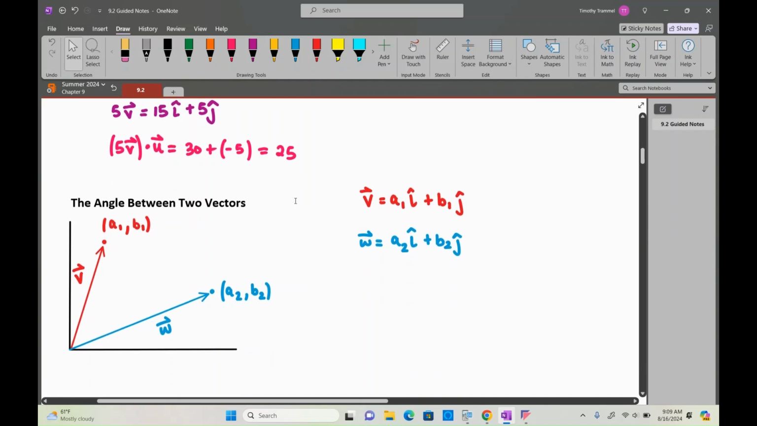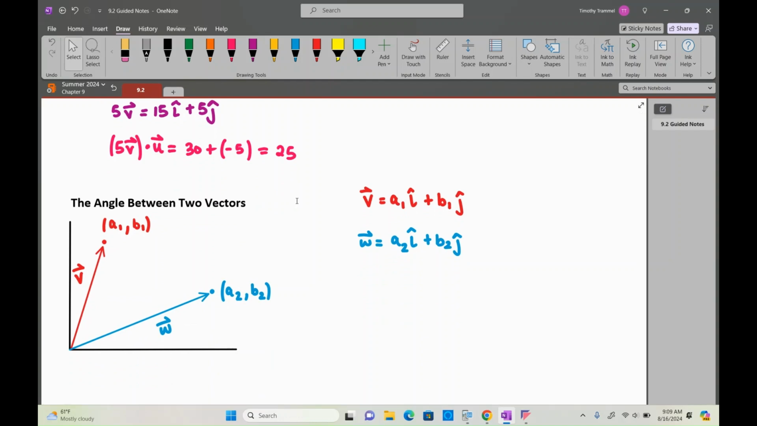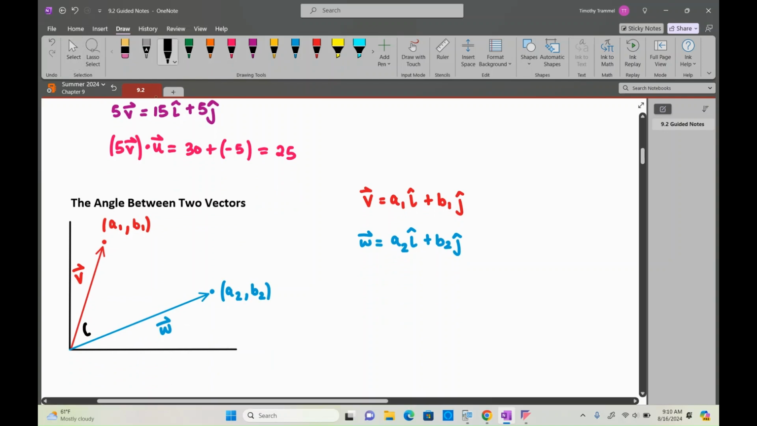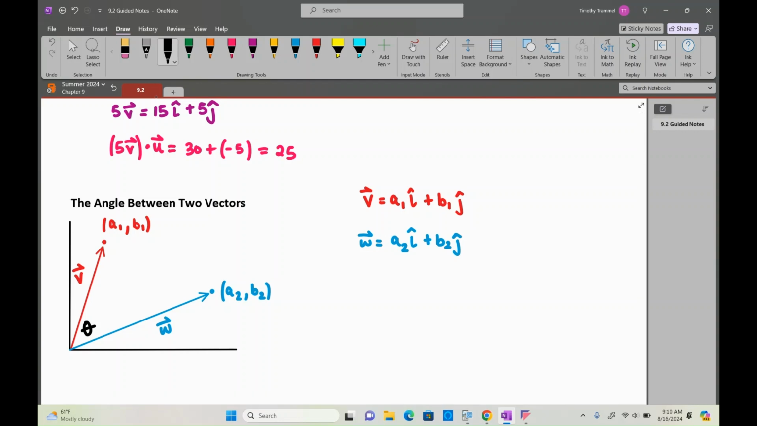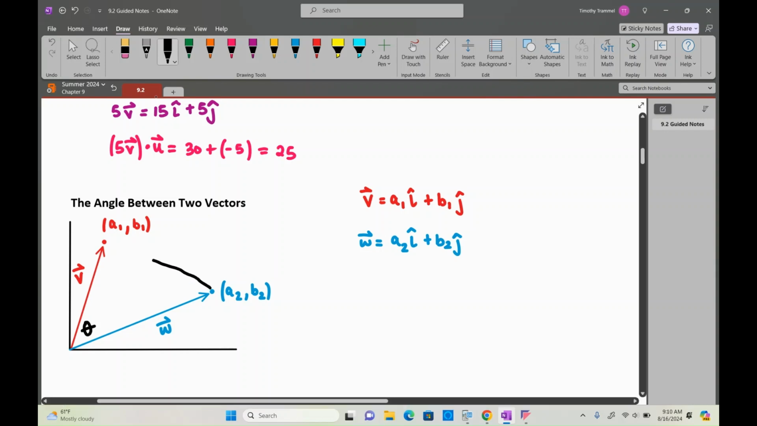Let's go ahead down here, and we're going to see that the dot product can be used also to help us find the angle between two vectors. And so we're going to try to find the angle theta in between these two vectors, v and w. But to do this, we're going to introduce a third vector.